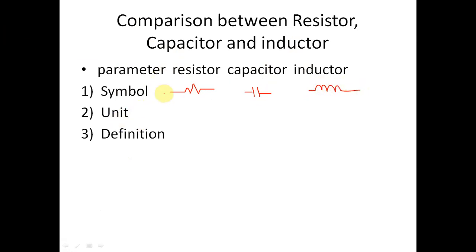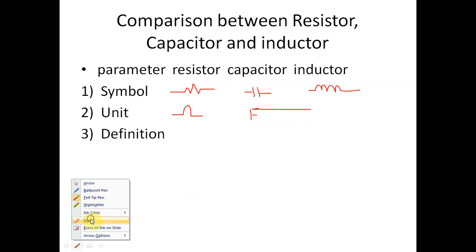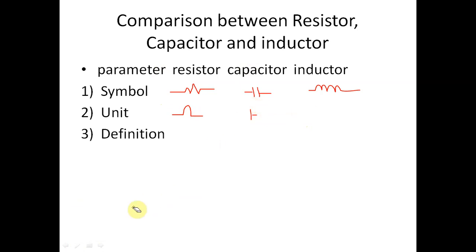Second one, unit of resistor is the ohm. Unit of capacitor is the farad. And unit of inductor is the Henry.